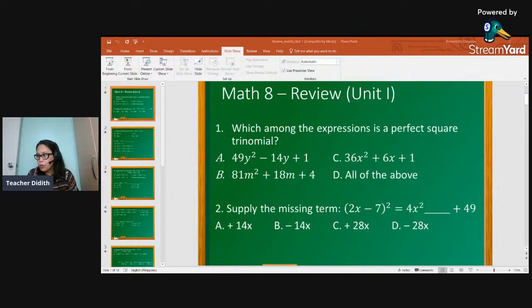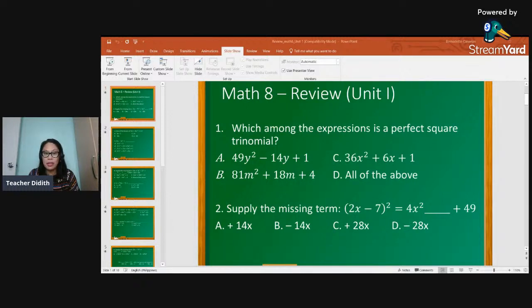For number 2, you already have the answer, and all of you have encoded D. So there's B. Let's check. Oh, sige, shout out kay Kari. 100 viewers giveaway, ma'am. Okay. So, nagtatalo, merong may sagot na D, may sagot na B for number 2.